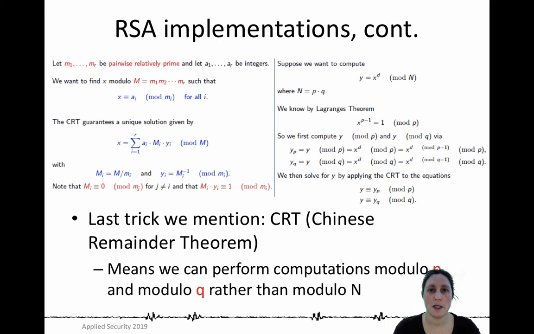Now for RSA decryption, what we are aiming to compute is some value raised to the power d mod n. Now we know that n is a product of p and q.